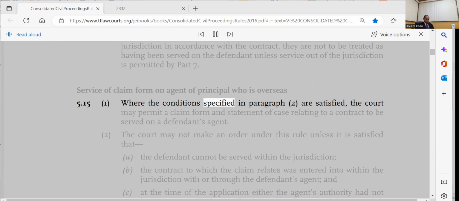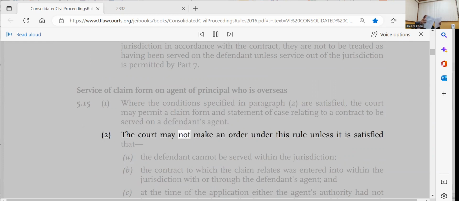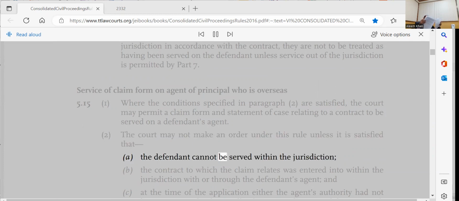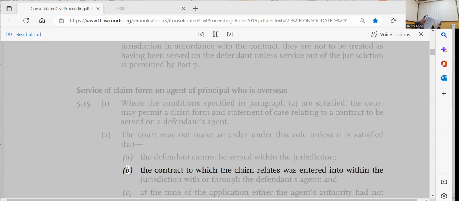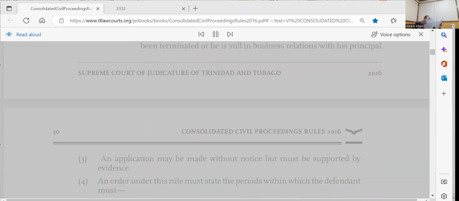Where the conditions specified in paragraph 2 are satisfied, the court may permit a claim form and statement of case relating to a contract to be served on a defendant's agent. 2. The court may not make an order under this rule unless it is satisfied that a. The defendant cannot be served within the jurisdiction, b. The contract to which the claim relates was entered into within the jurisdiction with or through the defendant's agent, and c. At the time of the application either the agent's authority had not been terminated or he is still in business relations with his principal.